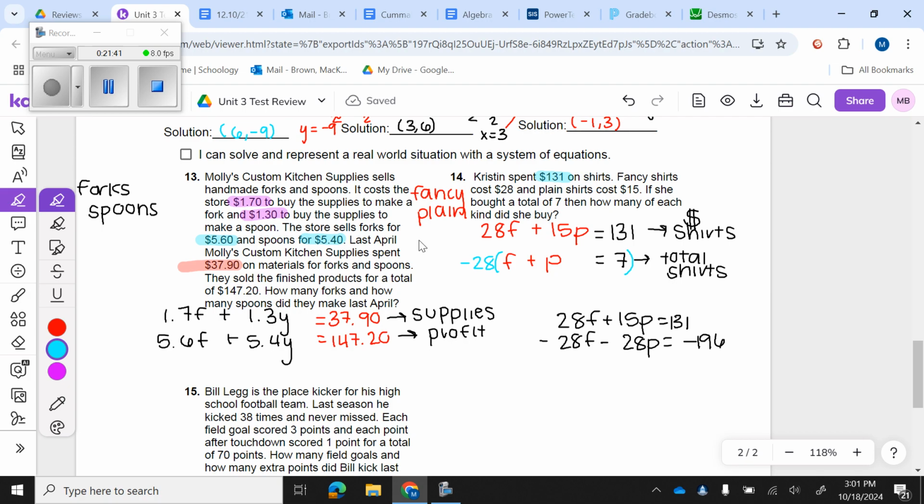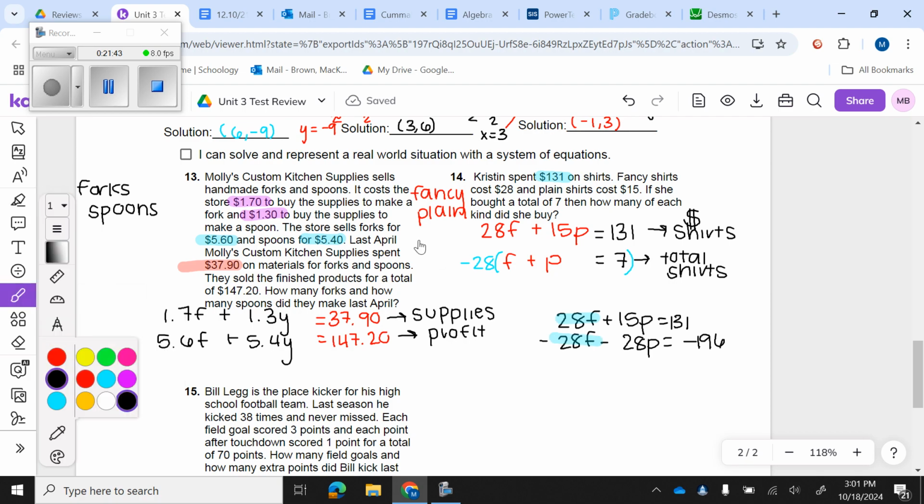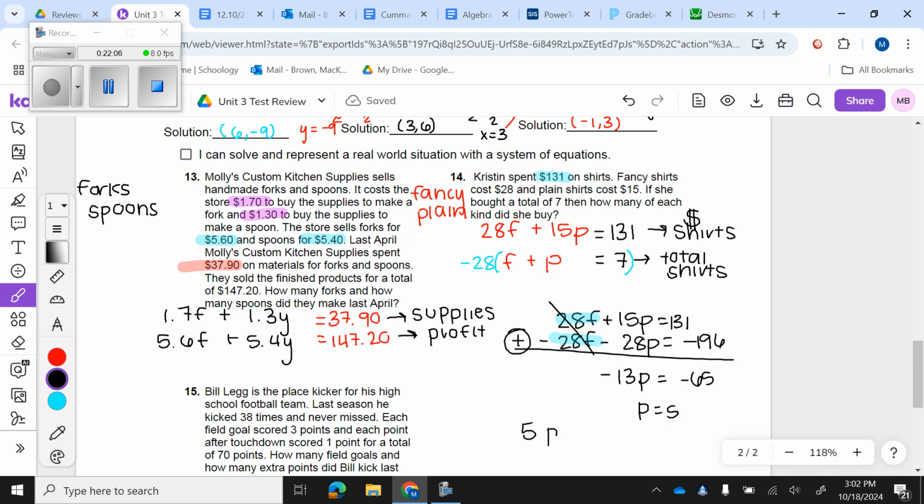Okay, now that these have the same coefficients but opposite signs, I know I can add to eliminate. These guys are going to cancel. I'm going to have 15 plus negative 28, which is going to give me a negative 13P equals, I'm doing 131 plus negative 196. That's going to be a negative 65 divided by a negative 13, and I'm going to have P equals 5. So this means I bought 5 plain shirts. Well, if I only bought 7 shirts, that means that if I already bought 5 plain, I can only buy 2 fancy.